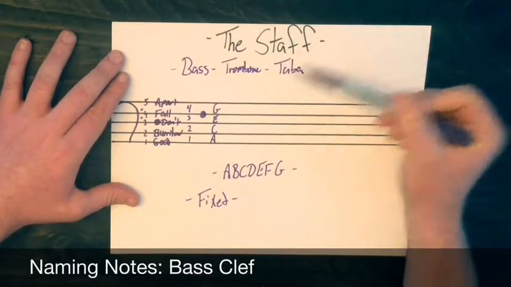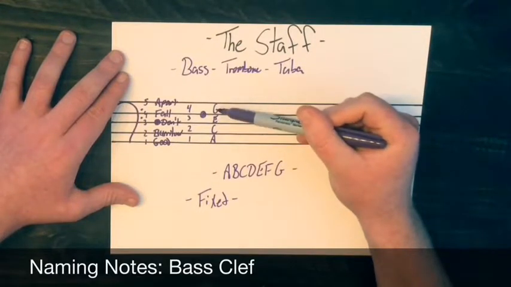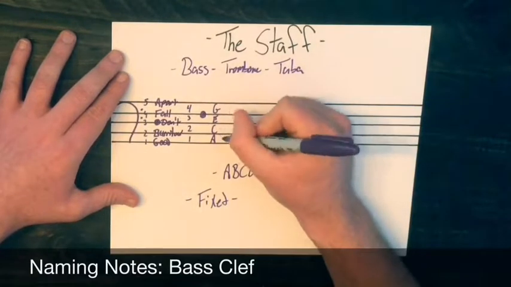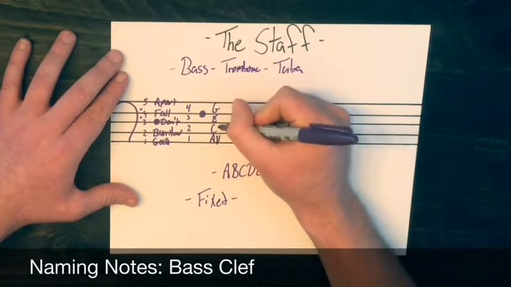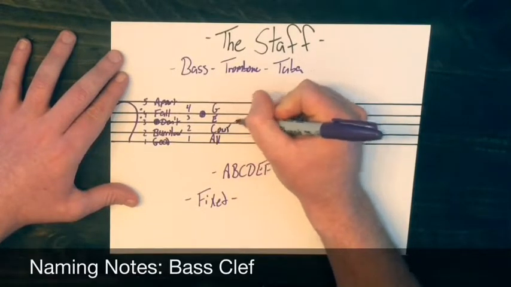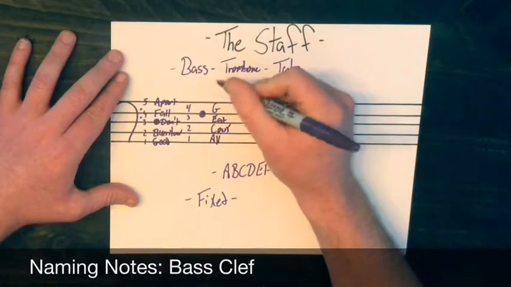And then in the spaces, I have A, C, E, and G. And I can use this: All cows eat grass.